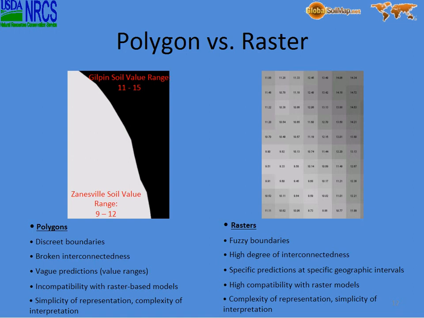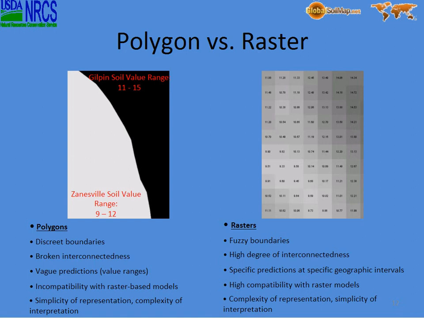They are not incompatible with raster-based models, and of course they are very simple to represent the reality, but they are very complex to interpret, especially dealing with ranges and also components within those polygons. We don't know where they are, so it becomes a bit complicated.